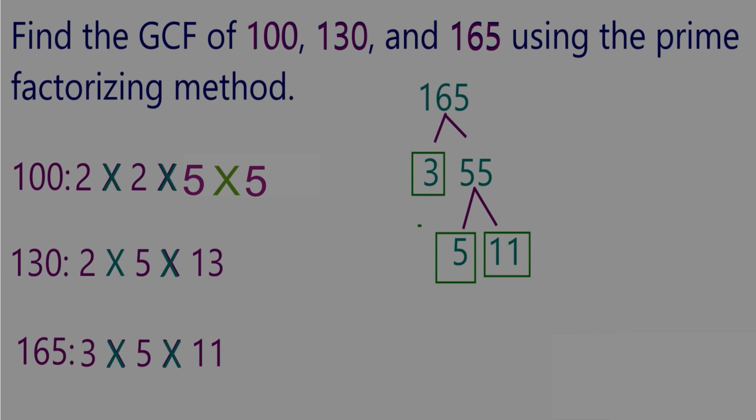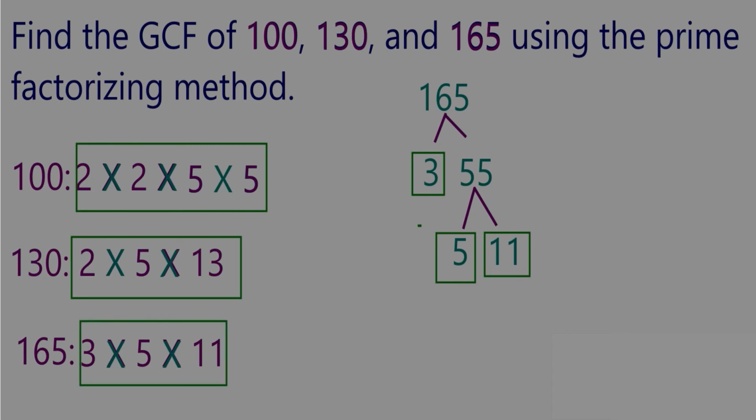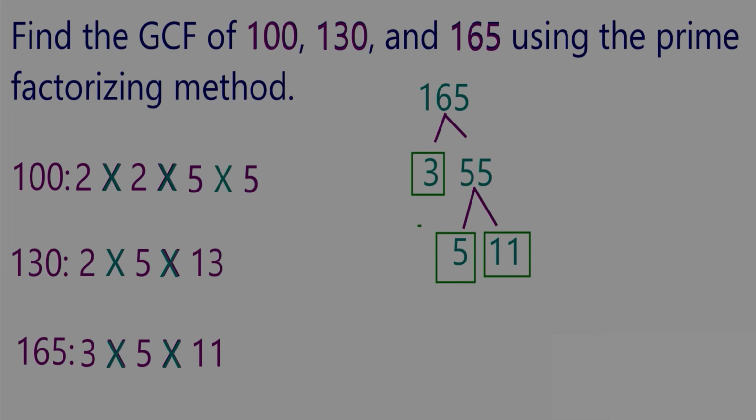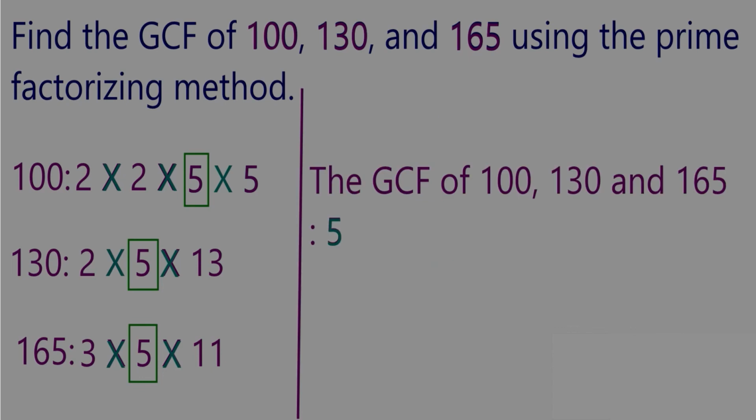For the GCF, let's look for common terms among the prime factors of 100, 130, and 165. The common number is 5. Therefore, 5 is the GCF, or the greatest common factor.